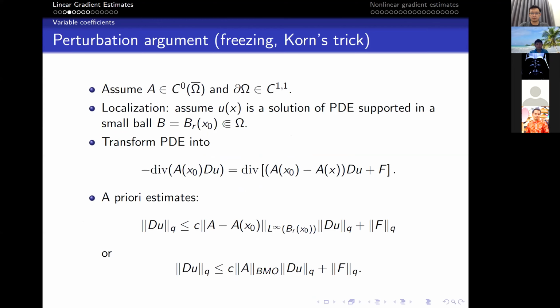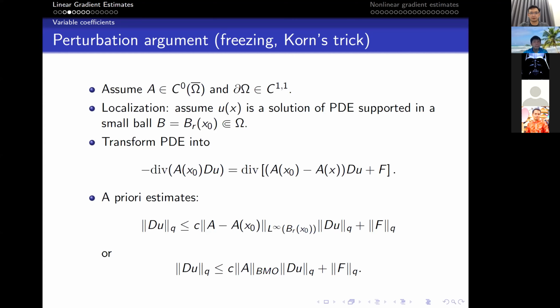Okay. So the basic argument started from the Friesian argument. This is called the constant coefficient freezing method. We start with an a priori estimate, assuming that the matrix is good enough, like at least continuous, and the domain is also nice enough, like a C^1,1 domain. Then we can localize by using a cutoff function, just looking at a small ball, where u is a solution. Then we can transform the PDE into this PDE.